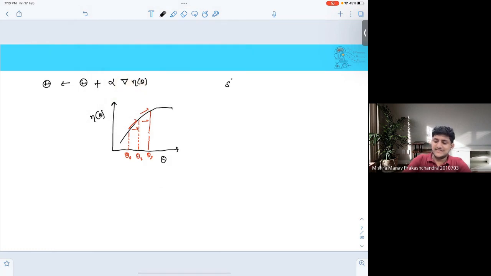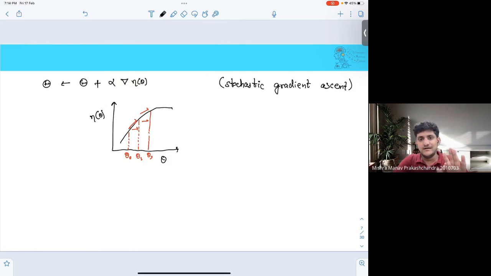So this is something known as stochastic gradient ascent. If you have studied deep learning or done any machine learning course, you might know stochastic gradient descent, right? Whenever we have a convex function, we always try to move in the negative direction of the gradient so as to minimize the losses. Here I'm trying to maximize the evaluation metric. My goal is to maximize my eta of theta. So that's why I would always move in the direction of the positive gradient.